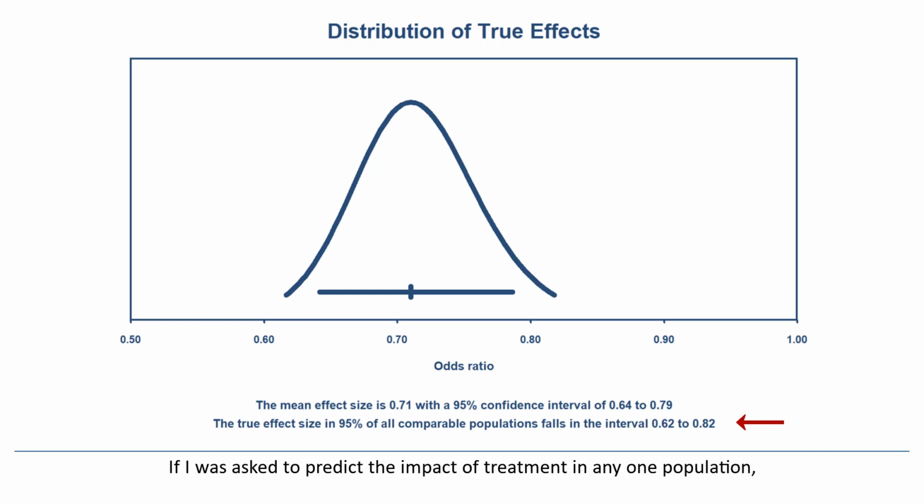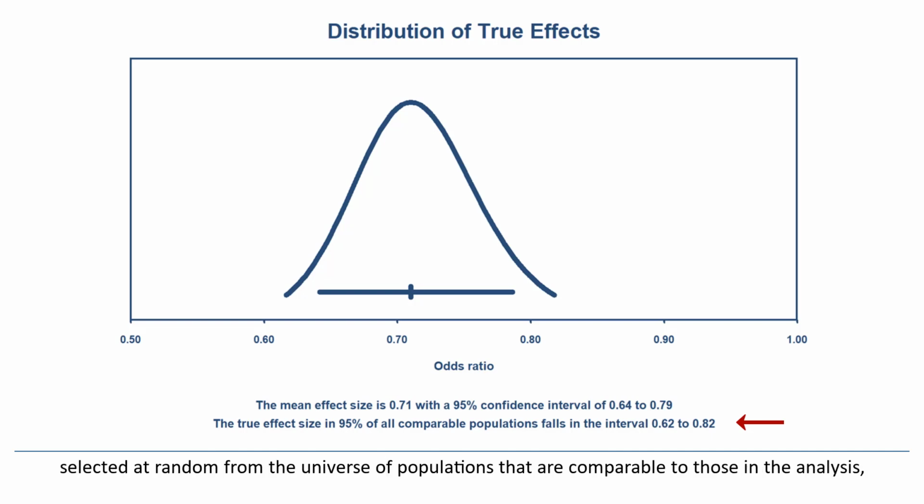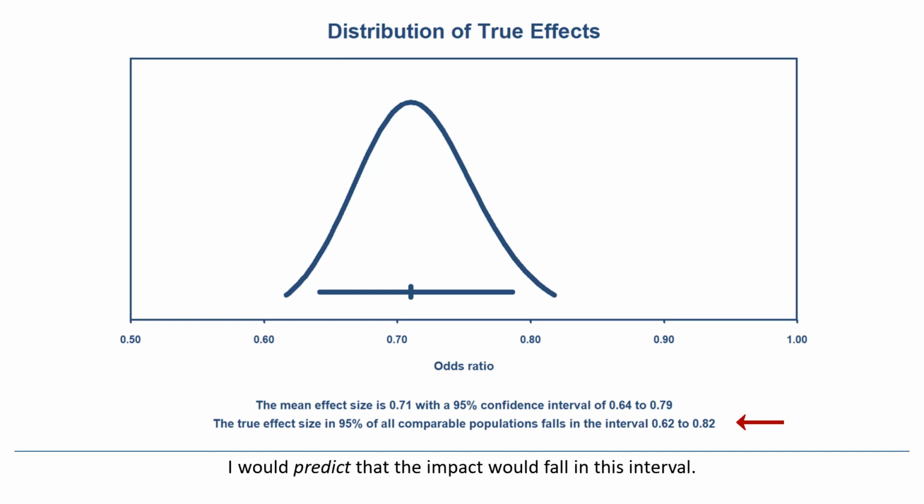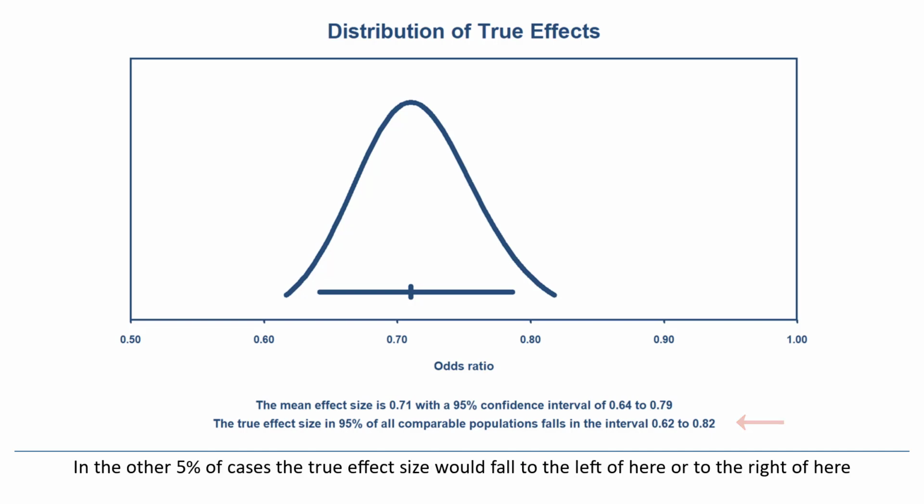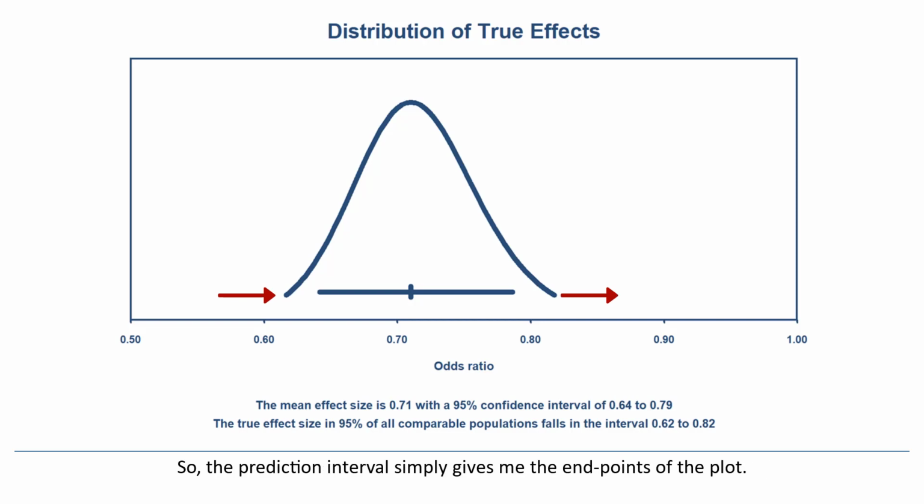If I was asked to predict the impact of treatment in any one population, selected at random from the universe of populations that are comparable to those in the analysis, I would predict that the impact would fall in this interval. And I'd be correct some 95% of the time. In the other 5% of cases, the true effect size would fall to the left of here or to the right of here. So the prediction interval simply gives me the endpoints of this plot.